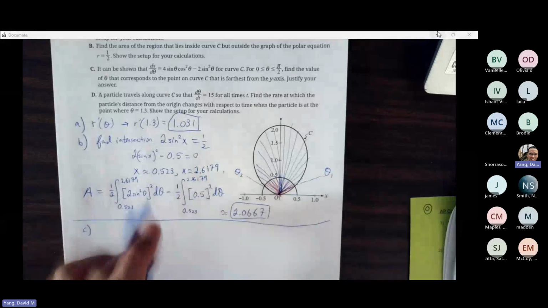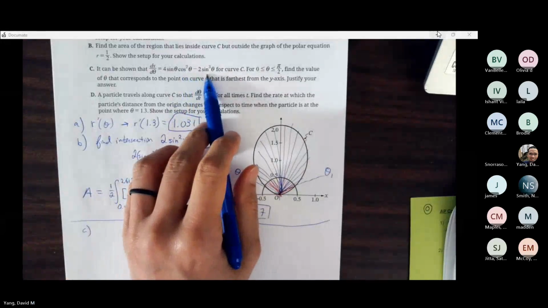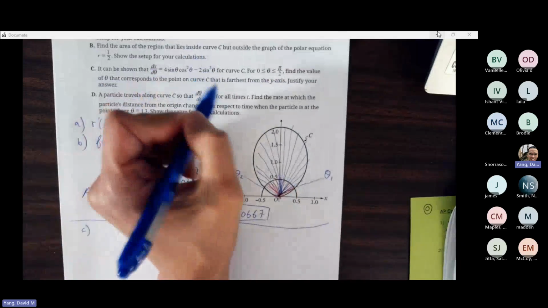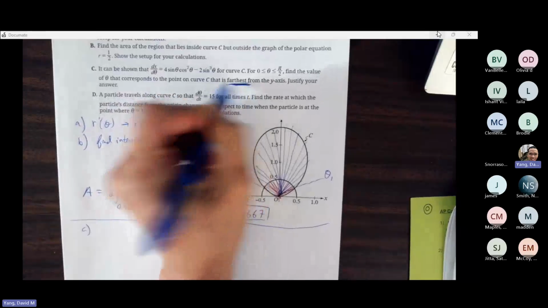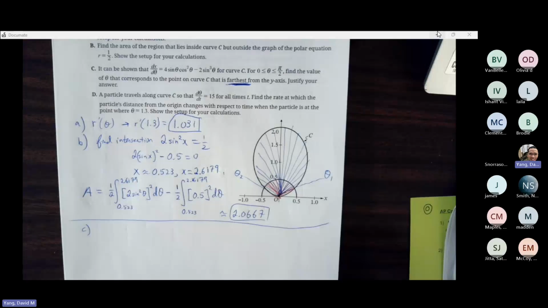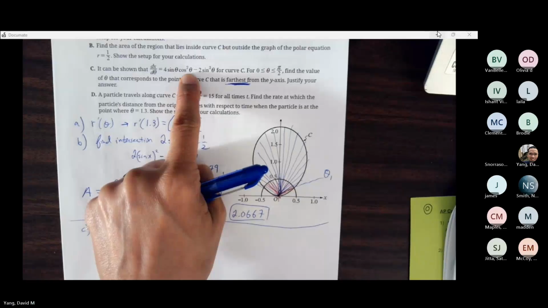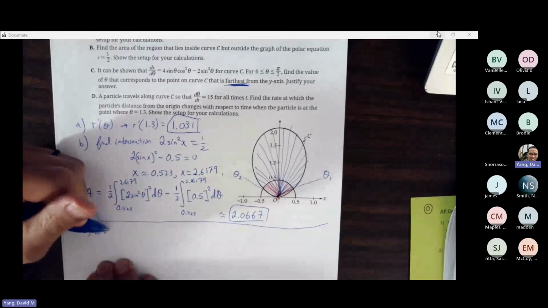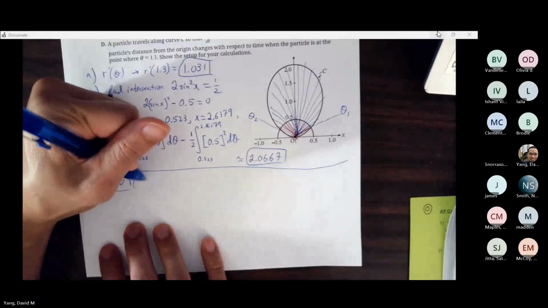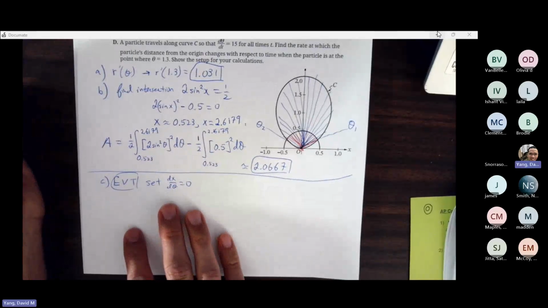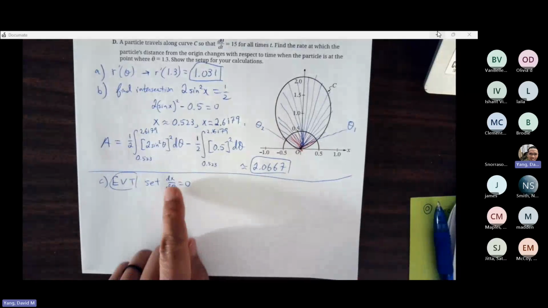Part C, it can be shown that dx over d theta, okay, given, between 0 and pi over 2, find the value of theta that corresponds to the point that is farthest from the y-axis. That farthest should remind us of extreme value theorem. We're going to be involving extreme value theorem. So we're going to figure out where that is equal to 0, find critical points, and then we can put it into our x equation. So let's understand there's EVT involved. Set dx over d theta equal to 0, and look for critical points or x-intercepts.